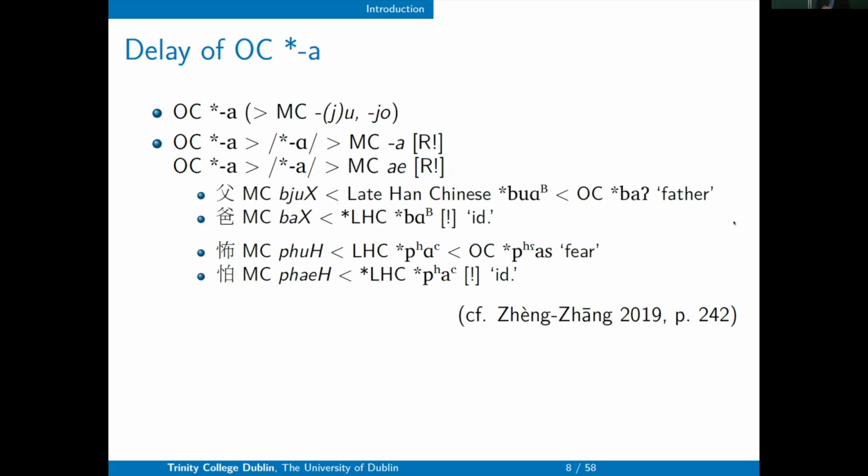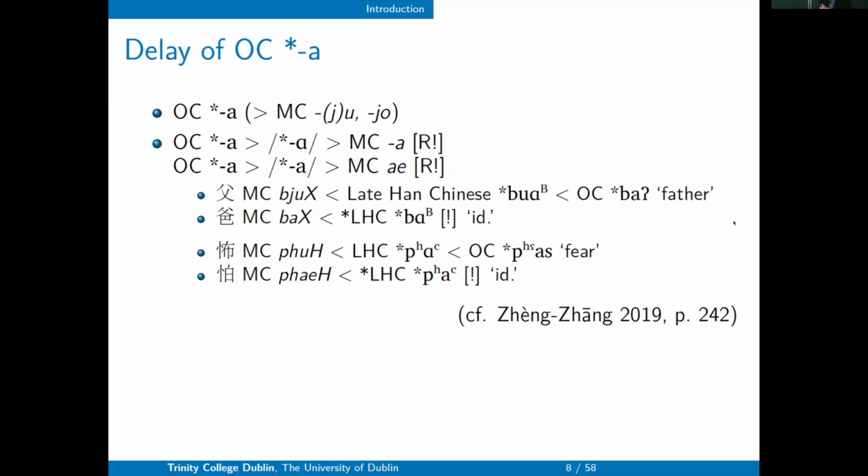So we can see from the first example, the Old Chinese word father, with a glottal stop, and its regular Middle Chinese reflex is fu, which is built with a rising tone. However, we have another pronunciation for the father in Middle Chinese, which is ba with a rising tone, and it was written with a new character, ba.